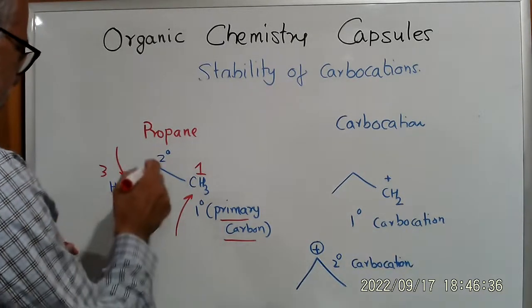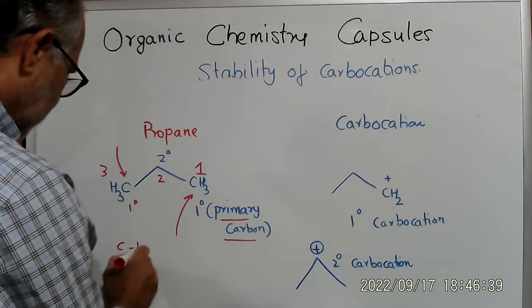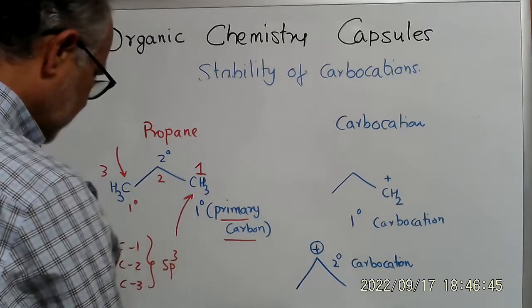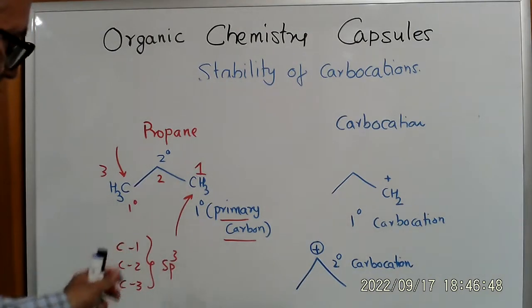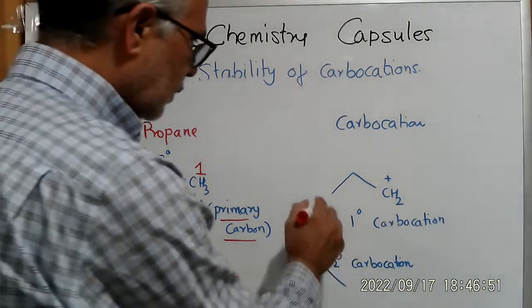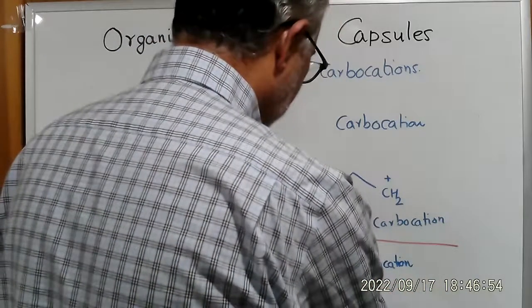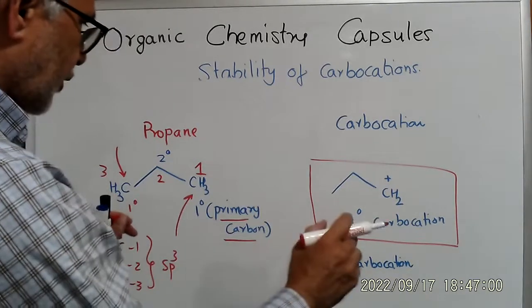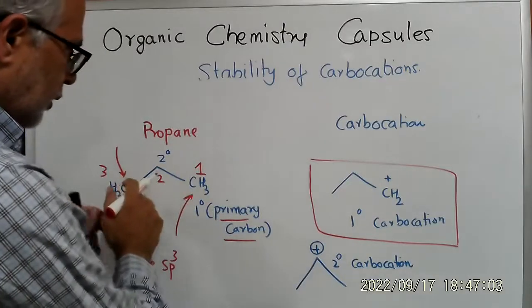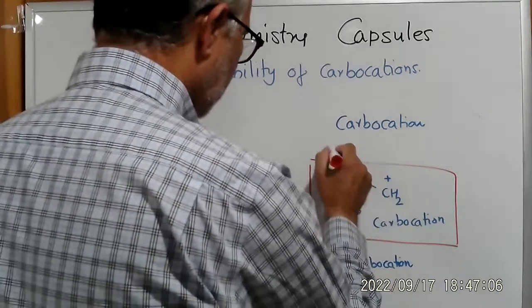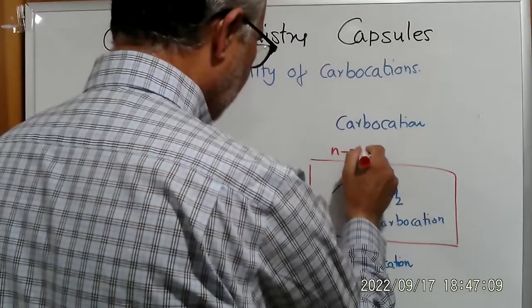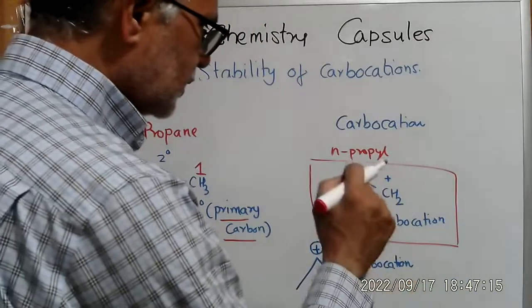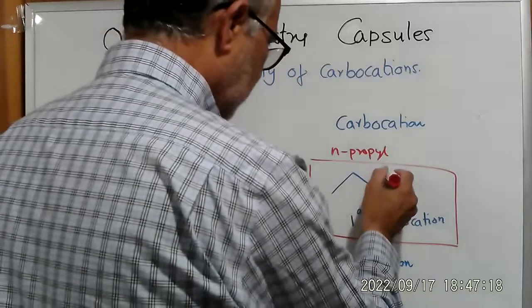And notice the hybridization of these carbons here. C1, C2, C3, all of them are sp3 hybridized carbons. Now, with that background, let's move to this structure, the ion. Notice the difference between the propane structure on the left and this carbocation, which is called an n-propyl carbocation, or propyl carbocation. Notice the positive charge on the end carbon.